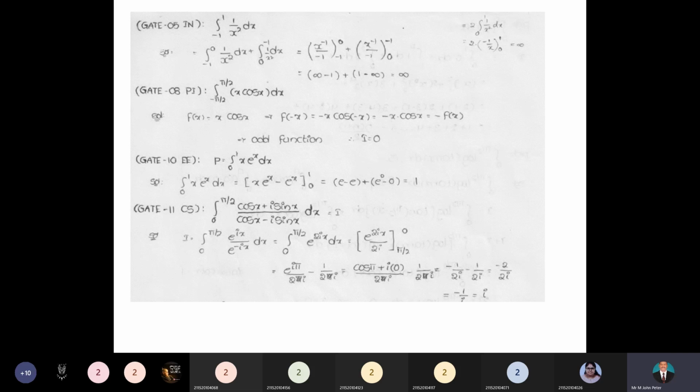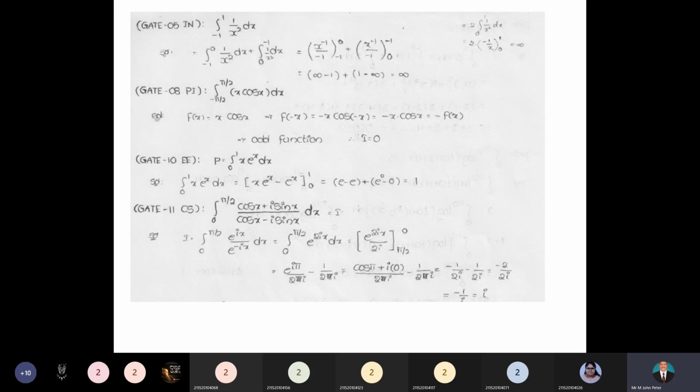Now simplify e power ix over e power minus ix. Just like that, you cannot simplify it; they do not cancel. So take the denominator to the numerator, e power ix. The negative power becomes positive, so the powers are added, and you will get e power 2ix dx. Now integrate: you will get e power 2ix divided by 2i.